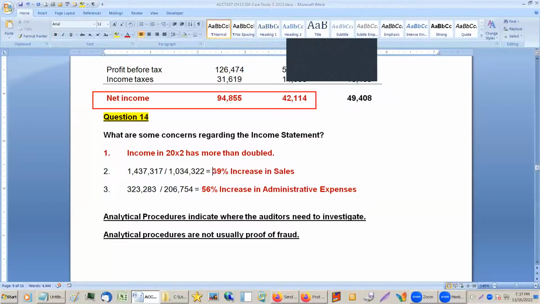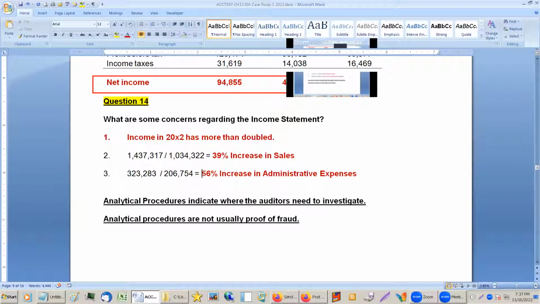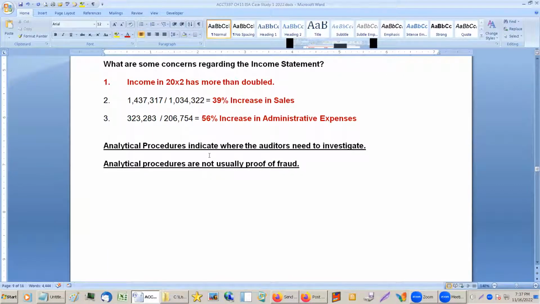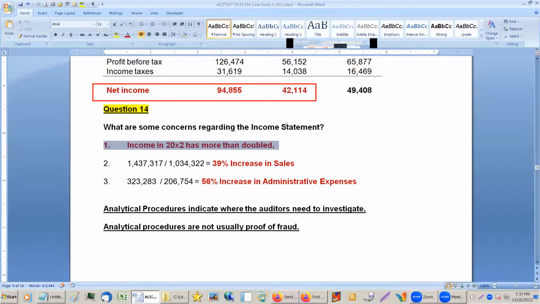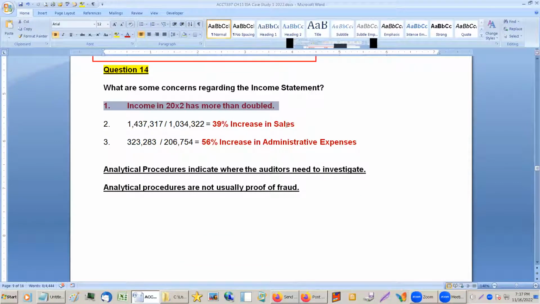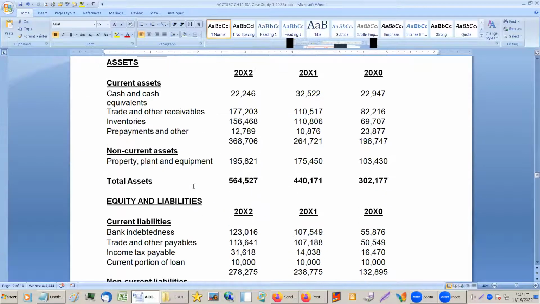So you look at the financial statements, and you're looking for what we call plausible relationships. Sales going up by 39% doesn't really seem plausible. Administrative expense going up by 56% doesn't seem plausible. Income doubling, especially since they're supposedly having a downturn, doesn't seem plausible. Okay, let's go to the balance sheet, and you'll do the same thing.